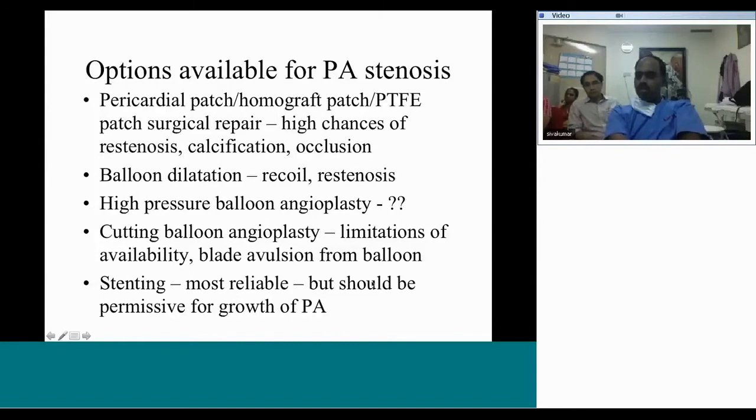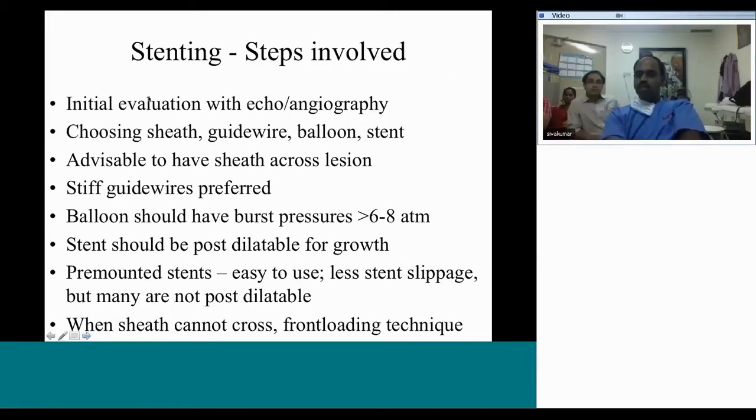But we should remember that the stenting should be permissive for the growth of the pulmonary artery. You cannot go and put a stent of 6 millimeters, 7 millimeters in a small child, and if that stent cannot be further dilated, it is extremely bad for the child. So we need to remember.